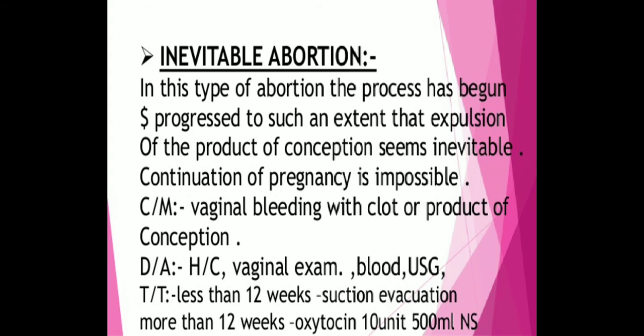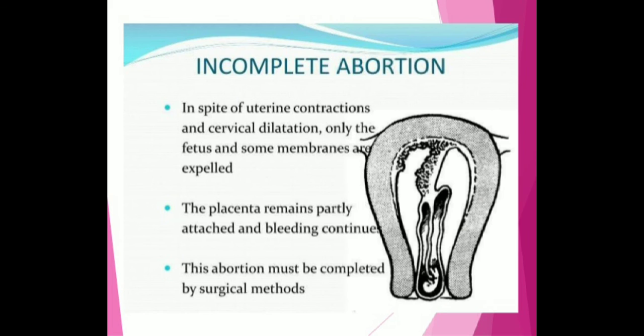And treatment is, if the lady is pregnant for less than 12 weeks, then we can do suction and evacuation of the uterus. And if the pregnancy is more than 12 weeks, we have to give oxytocin 10 units in 500 ml of NS, and then we have to remove the product of conception. So this is the inevitable miscarriage, where there will be bleeding along with the clot and the fetus.